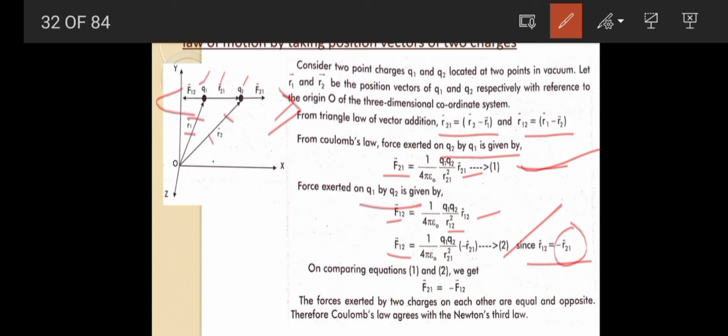Comparing equation 1 and equation 2, you can observe all the terms are the same in both equations except R21 and R12. Clear? You can observe in F21 and F12, here R21 is positive, here R21 is negative. So we can easily say that the force F21 is equal to minus of force F12. What is the meaning of this equation? The force exerted by charge Q1 on charge Q2 is equal to the force exerted by charge Q2 on charge Q1.